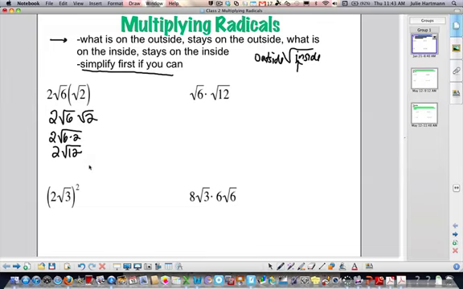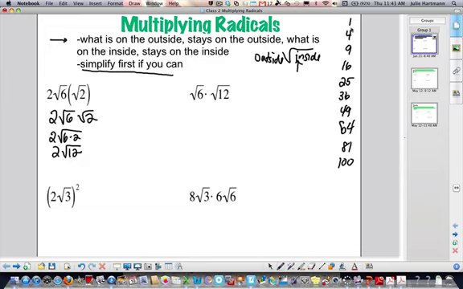All right, 12, if you think about your perfect squares, let's list them again. 1 times 1, 2 times 2, 3 times 3, 4 times 4, 5 times 5, 6 times 6, 7 times 7, 8 times 8, 9 times 9, 10 times 10. We'll stop there. All right, so what perfect square goes into 12?